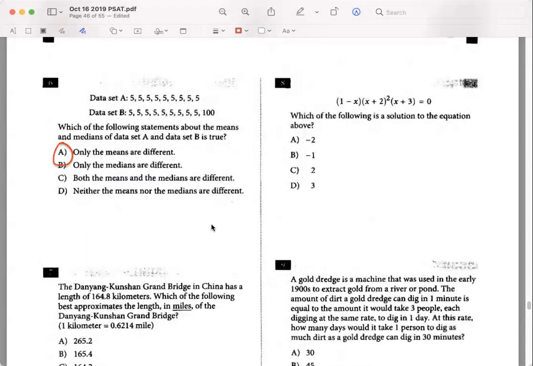Okay, which of the following is a solution to the equation above? So we have the equation in factor form. So the value of x can be 1, -2, or -3, right? Because if I put 1 minus x as 0, then x becomes 1. If I put this as 0, -2, and this -3. So from the options, the right answer would be -2, option A.